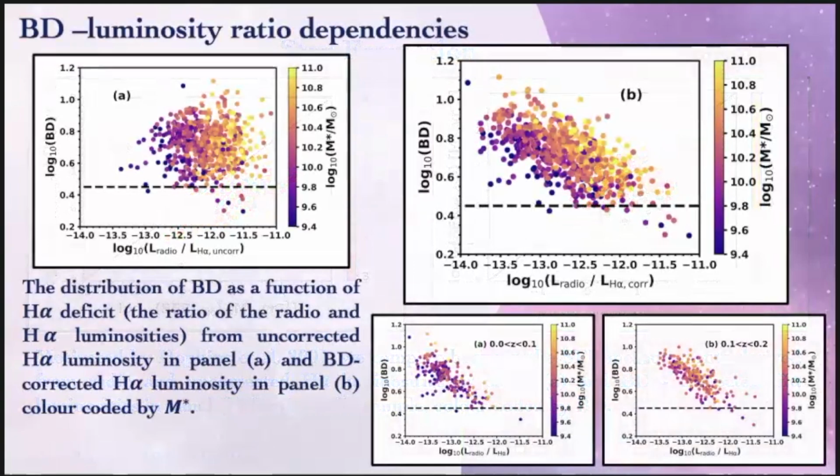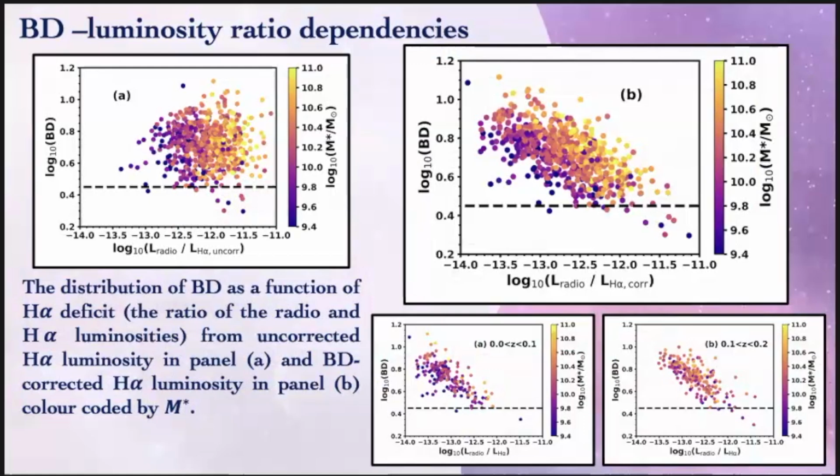To explore further the origins of these Balmer decrement variations that we see here, we assess how Balmer decrement correlates with the ratio of the two star formation rate measurements. Rather than using star formation rates explicitly, we instead use underlying luminosity measurements for simplicity. And it's through that luminosity ratio that we consider the concept of H-alpha deficit. So H-alpha deficit is the ratio of the radio luminosity and H-alpha luminosity.